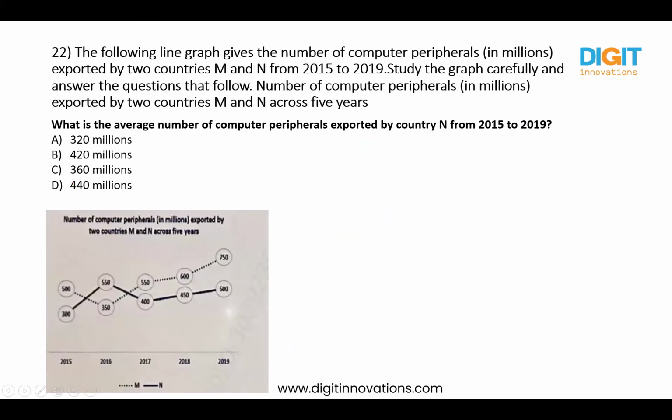The following line graph gives the number of computer peripherals in millions exported by two countries, M and N, from 2015 to 2019. Study the graph carefully and answer the questions that follow. Number of computer peripherals across 5 years. So this is the line graph, exported by country N from 2015 to 2019. From 2015 to 2019 means a total of 5 years had completed.